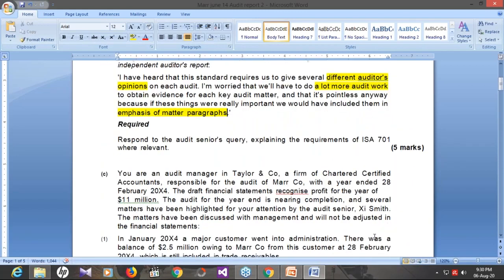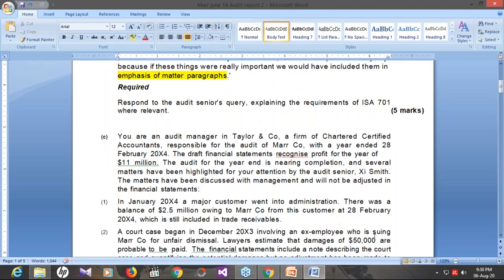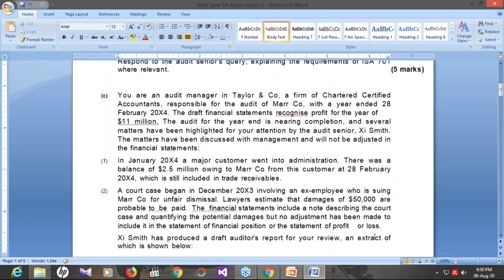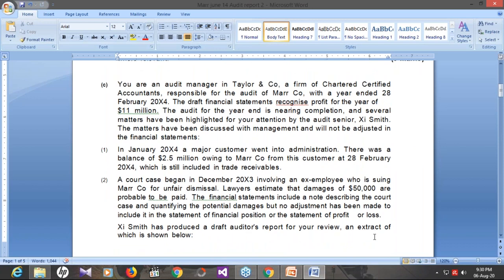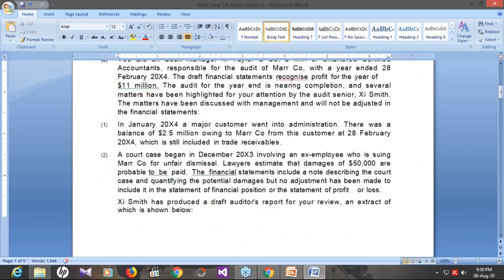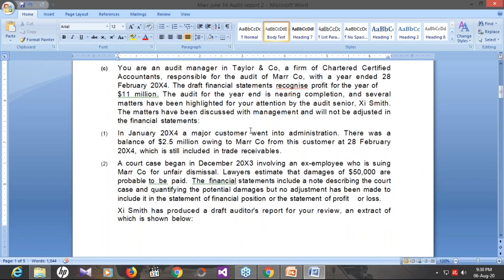So this was a straightforward question, but the main point is that, as we are short of time, the time is running. We can see there are two issues. A major customer went into administration and it owed a 2.5 million balance, and there is a case involving an ex-employee who has made a claim due to unfair dismissal, and the amount of damages is 50,000 pounds.